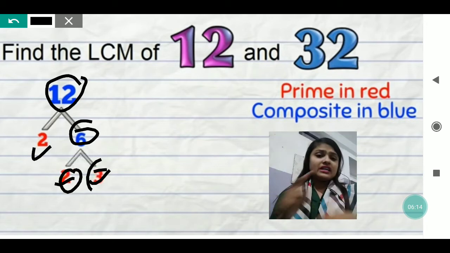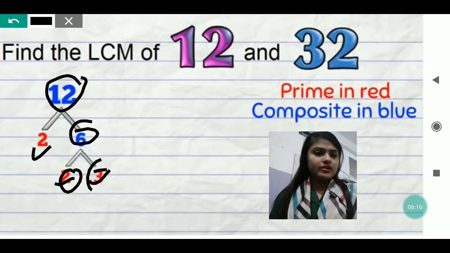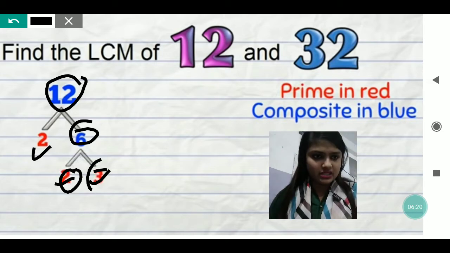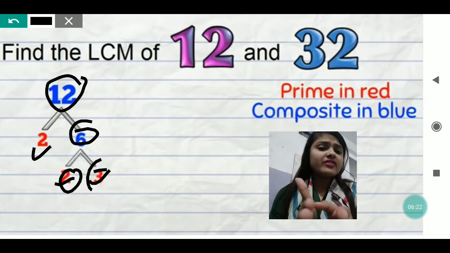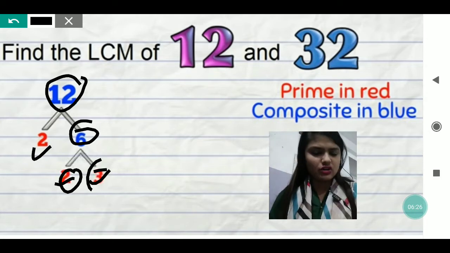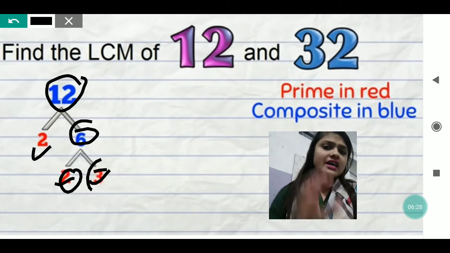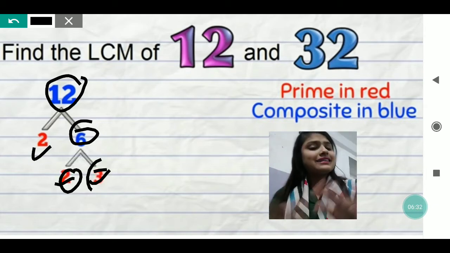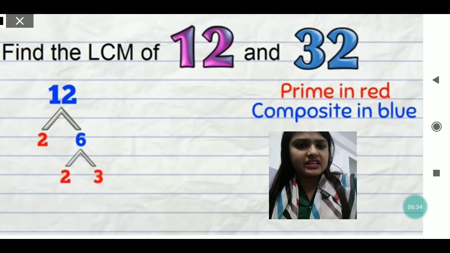So the red ones are the prime numbers, whereas the blue ones are the composite numbers. What we have done is only prime factorization. Here you can say a factor tree has been made. In the same way we use prime factorization. Just see.